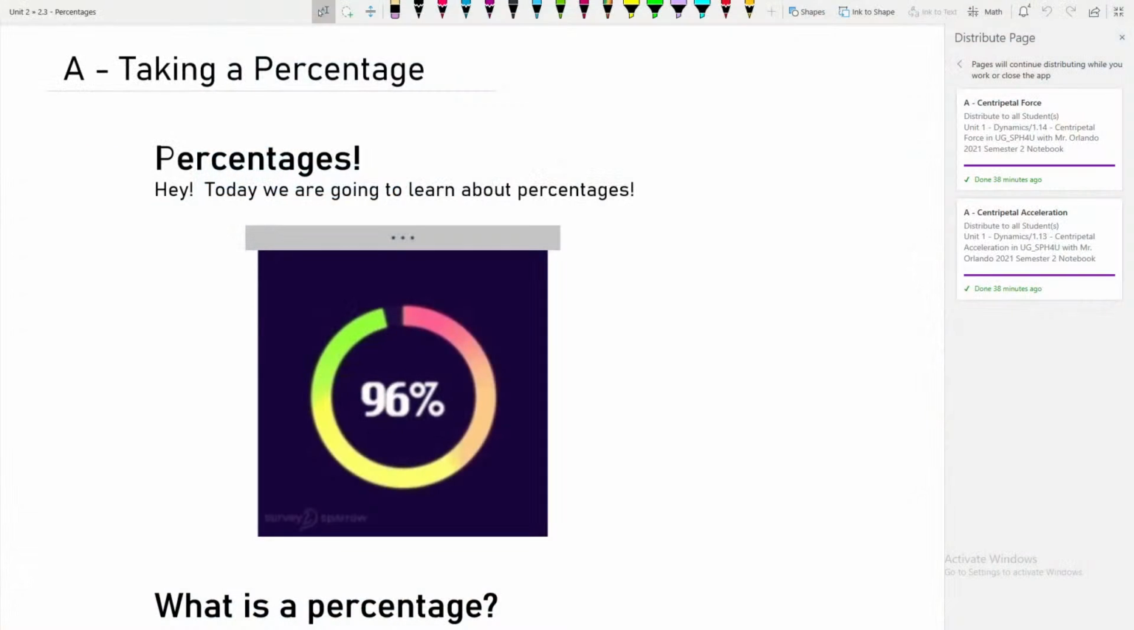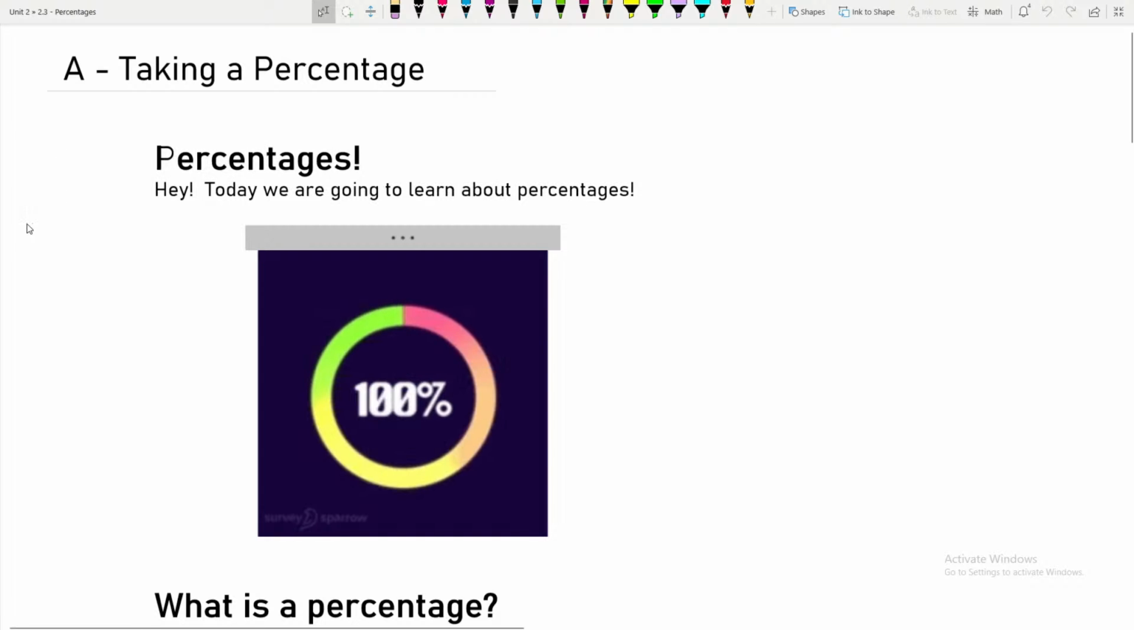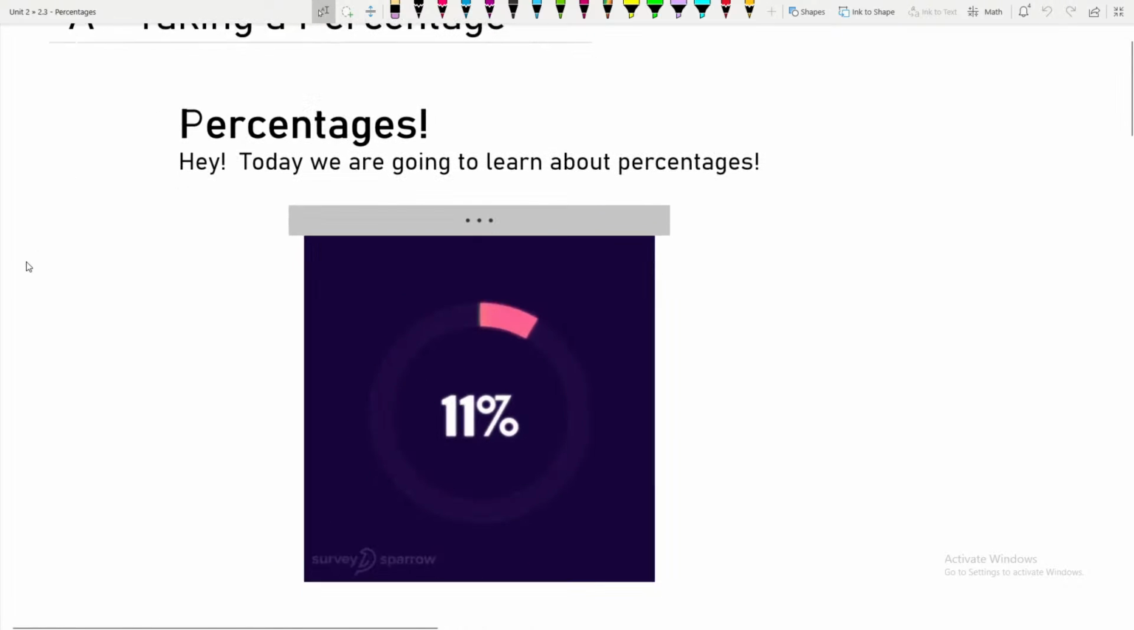Yeah. So let's see if I can share my screen with you here. There we go. So today's lesson, taking a percent. And there we go. My fancy little GIF in there.